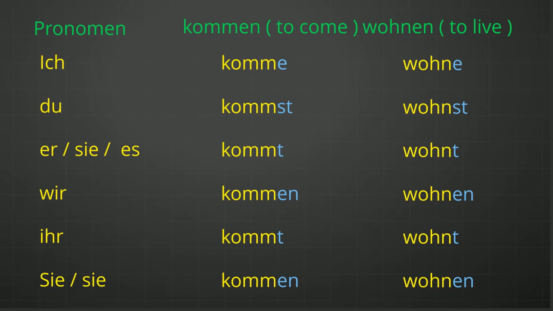Let's see a few more verbs. For example, the first one, kommen. Conjugations are ich komme, du kommst, sie, es kommt, wir kommen, ihr kommt, sie kommen. Next verb is wohnen. Conjugations are ich wohne, du wohnst, sie, es wohnt, wir wohnen, ihr wohnt, sie wohnen.